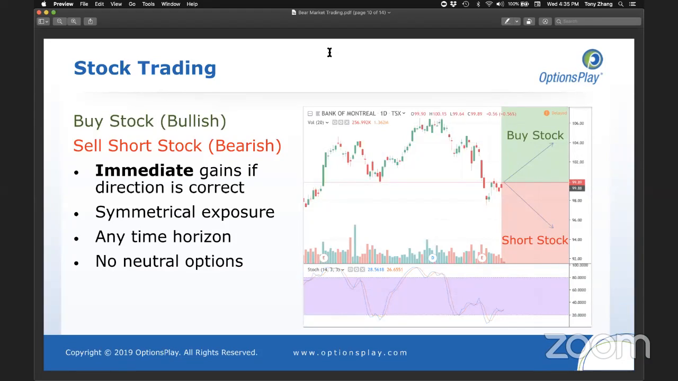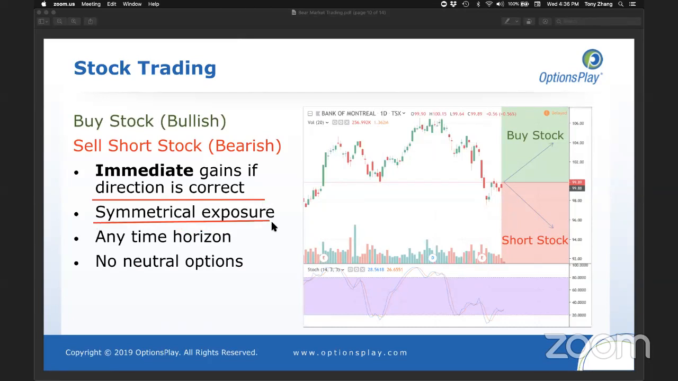And it's pretty simple because you get immediate gains for both strategies if the direction that you call on it is correct. Meaning if the stock goes up by a penny and you bought it, you will start making money. If it goes down by a penny, you start losing money. So you get immediate gains and losses based on any immediate changes in the underlying price. And this strategy gives you symmetrical exposure, which means that you have dollar for dollar risk. If the stock goes up by $1, you make $1, goes down by $1, you lose $1. So easy to calculate, easy to understand.